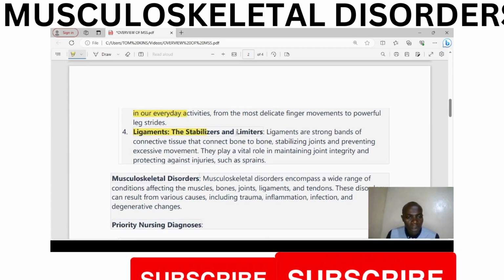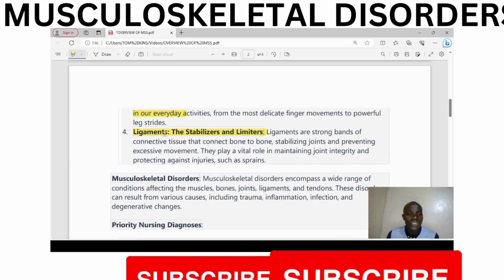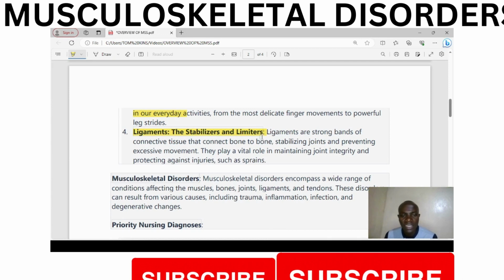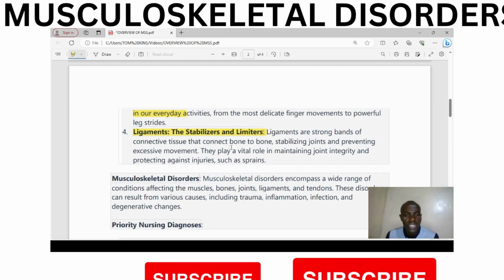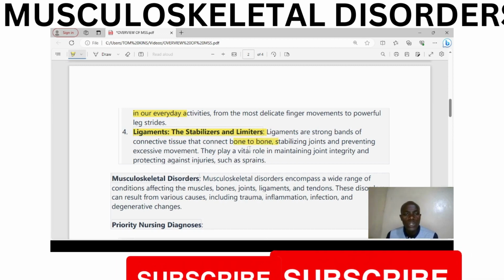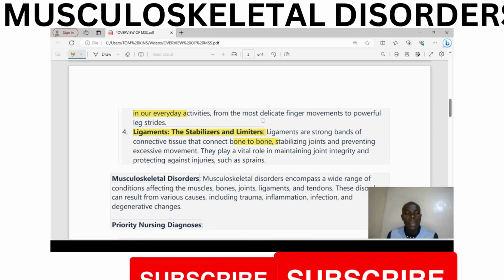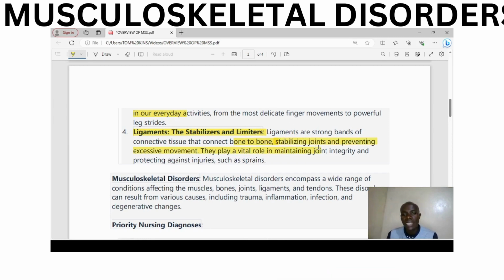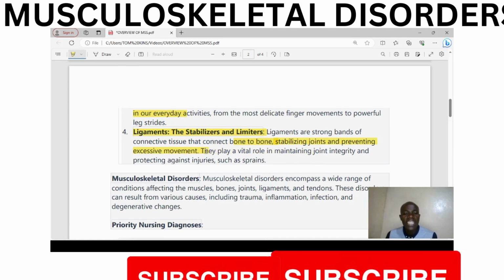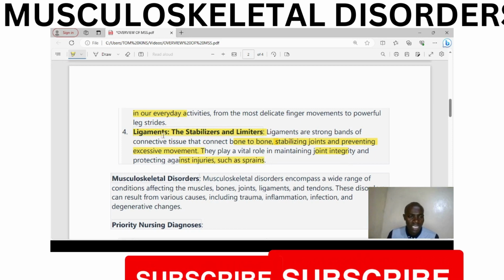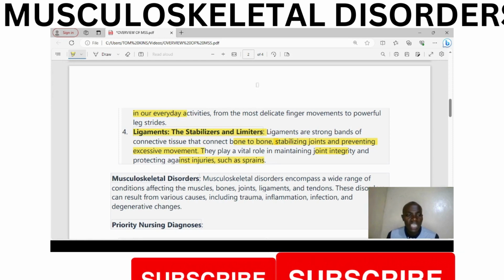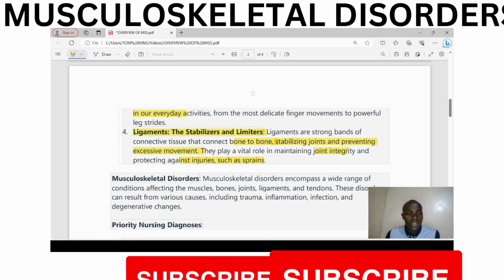The last of the major groups is the ligaments, and these are the stabilizers and the limiters. They limit, they stabilize. Ligaments are strong bands of connective tissue that connect bone to bone, whereas bone to muscle, we have the tendons. They help in stabilizing joints and preventing excessive movement. They play a pivotal role in maintaining joint integrity and protecting against injuries such as sprains. So sprains will be related to the ligaments, whereas strains will be related to the tendons and muscles.